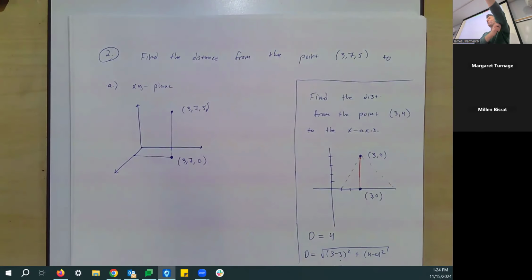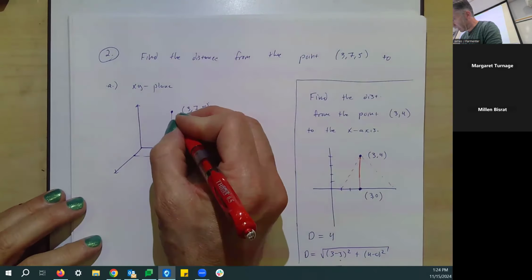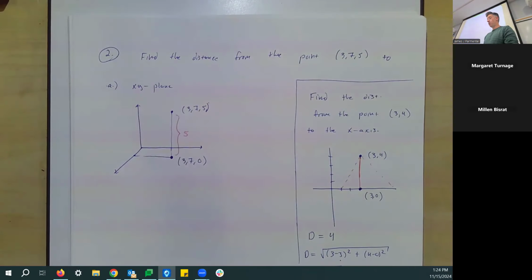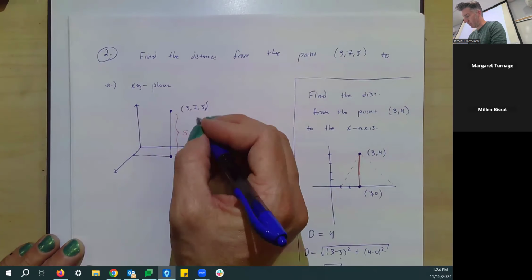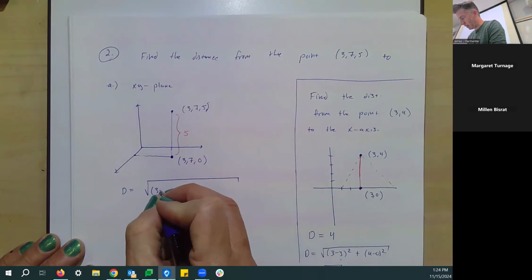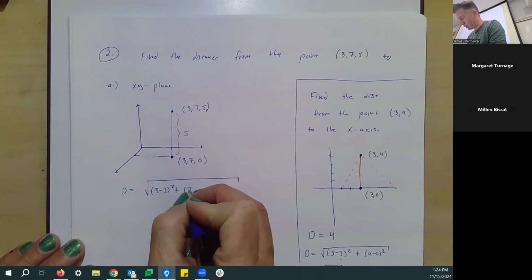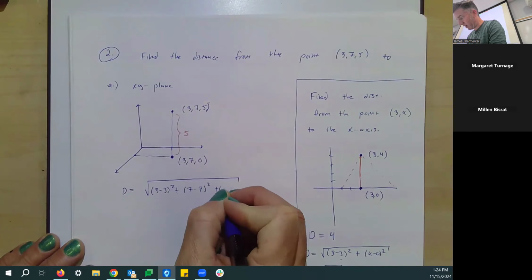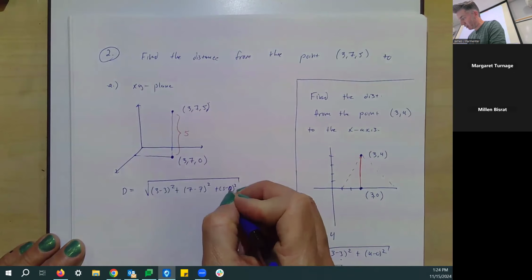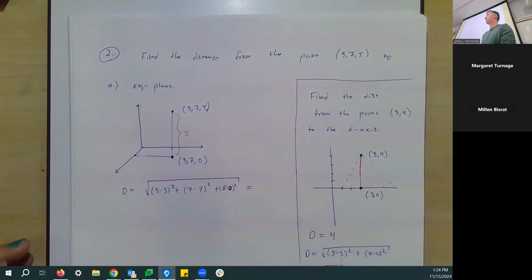So if only one coordinate's changing, that change is the distance. This distance here is exactly going to be a distance of 5. And again, we could use the distance formula, right? Between this point and that point, the distance is going to be the square root of (3 minus 3) squared plus (7 minus 7) squared plus (5 minus 0) squared, got a little carried away there, which is definitely going to be 5.